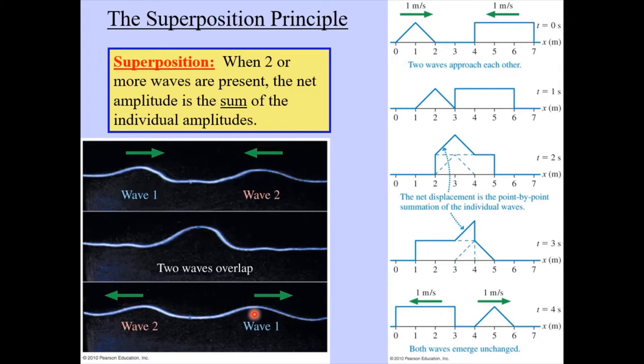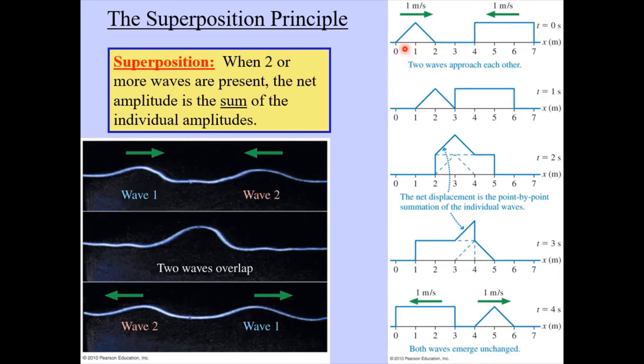But then what's kind of interesting here is these two waves basically pass through each other and they keep moving. So this is wave one now over here on the right. It's moving away to the right, and wave two is moving to the left. So these two waves briefly interact with each other here, but then they pass right through each other and keep traveling on their own ways.